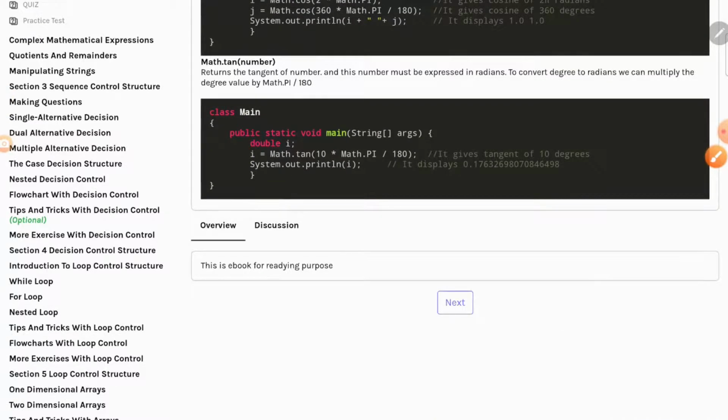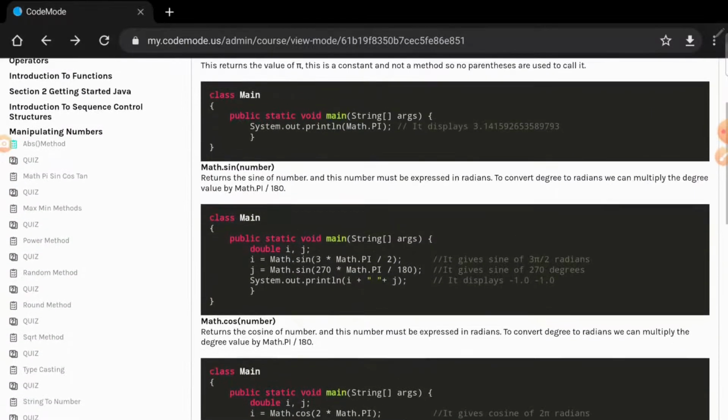That's all in this class. In the next class, we are going to learn some more math functions. We'll focus specifically on finding the max and minimum values using Java functions. Meanwhile, practice. I'll see you guys again in the next class.